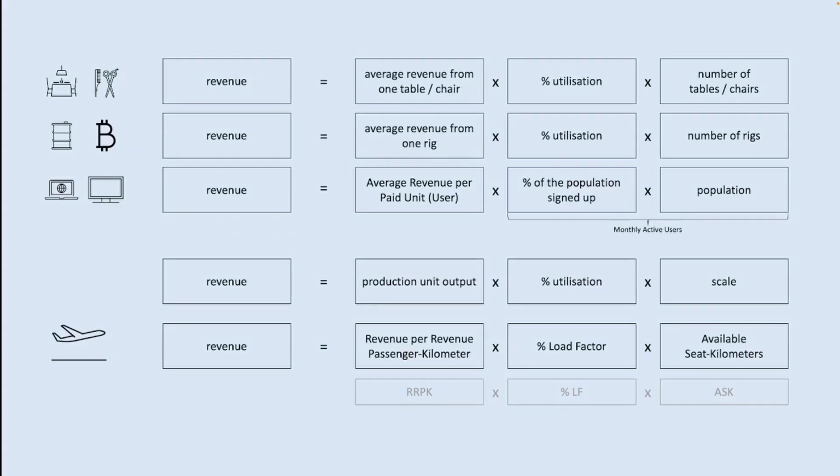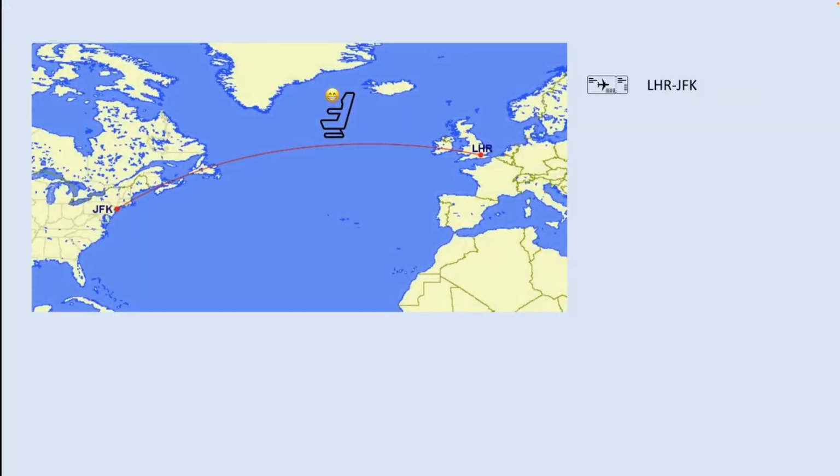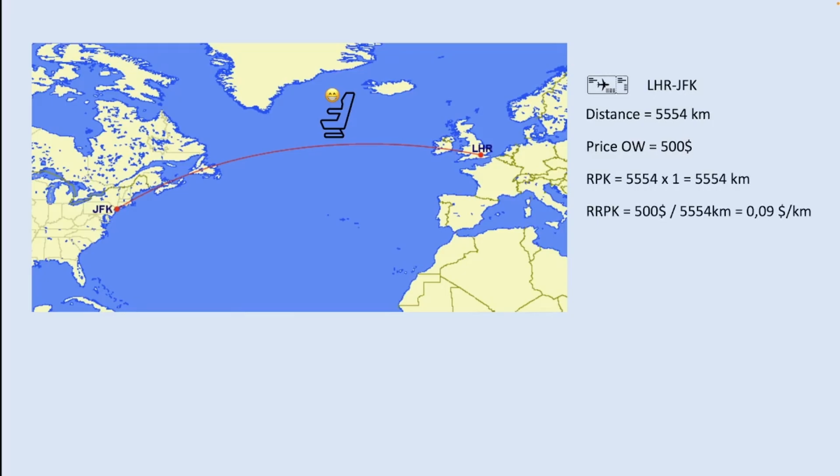Let's go through that using a transatlantic example. Each of us would be very happy to travel from London Heathrow to New York JFK. That would be awesome. We would be covering the distance of 5,554 kilometers, and let's say we would pay $500 for this pleasure. This way, it is easy to calculate the revenue passenger kilometers. This is the distance, 5,554 kilometers, times one seat, which is flying across the Atlantic in the example. 5,554 revenue passenger kilometers. Now, to get RRPK, revenue per one revenue passenger kilometer, we just take the price of the ticket and divide it by the RPKs. In the end, we get about 9 cents per revenue passenger kilometer.